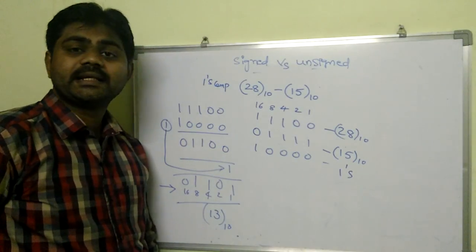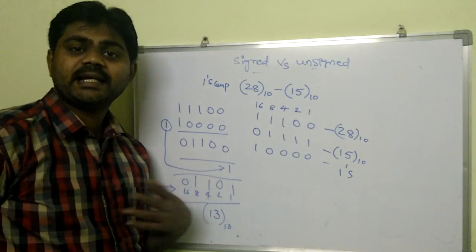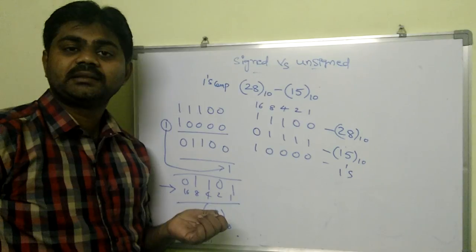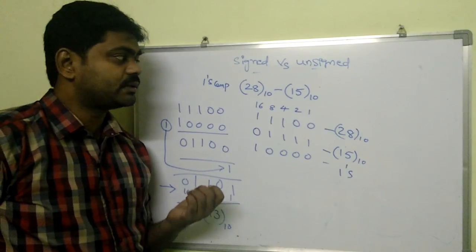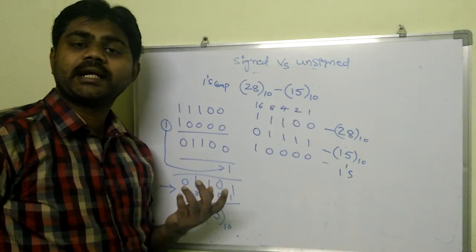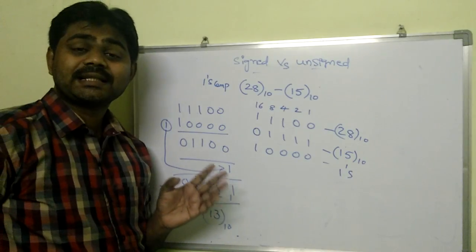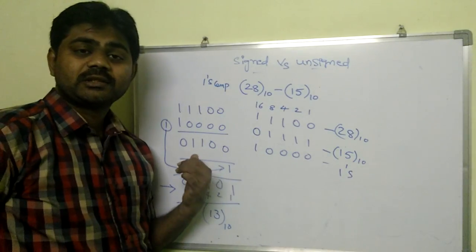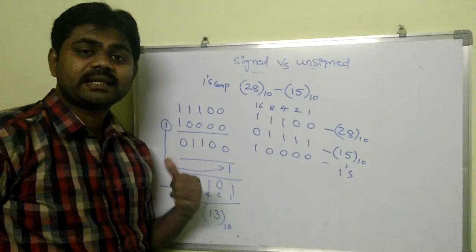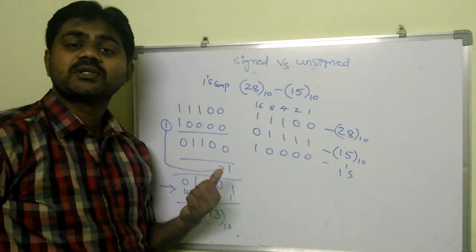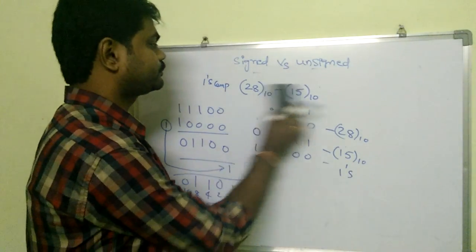So what about the second case? Second case, that is a less than b. Definitely, we will get a negative number. That means 15 minus 28, we will get minus 13. So the result is a negative number. So must and should, you will not get any carry in the second operation. So let us do that operation.